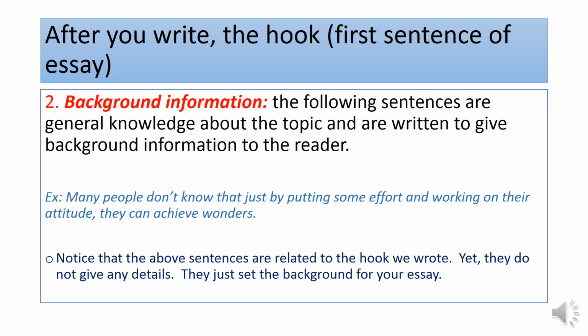For example, if we are writing about the harmful effects of smoking on humans' health, we can start our hook with a question. We can start our hook with statistical information. For example, 30% of the deaths around the world are because of smoking. After I write the hook, I move to something called background information. What do we mean by background information? We mean general information about the topic. So if my topic is about smoking, it means I have to write general information about smoking.